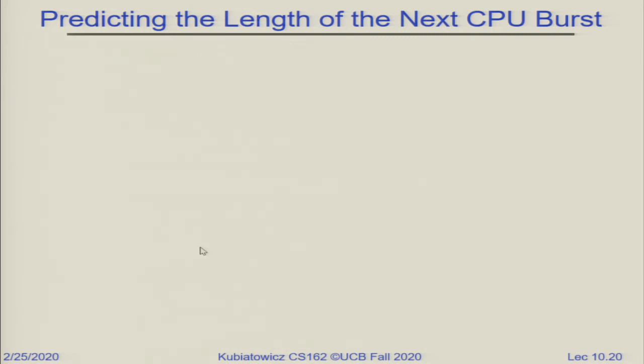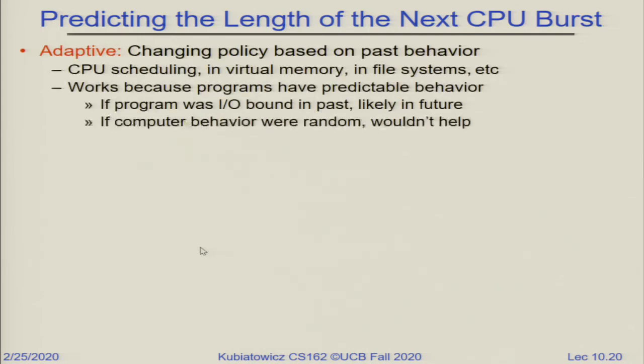So, how do we predict the future? Basically, what we want to do is build some adaptive policies based on past behavior. The assumption on many things, if you look at caching, or when we start talking about virtual memory and paging, is that things are going to behave in the future similar to the way they do in the past. And that's really because programs have predictable behavior.